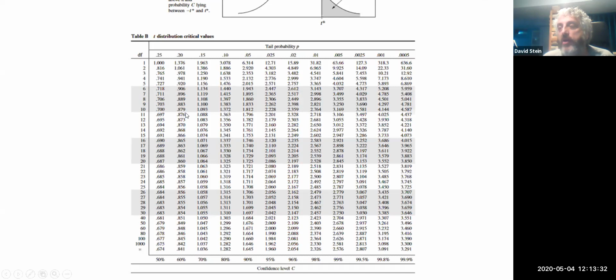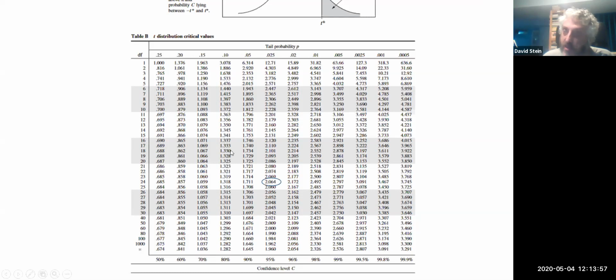And so I want 95% confidence. If there's 95% confidence, that's 2.5% in each tail. So if I go to a tail probability of 0.025 and a degree of freedom of 24, there it is. And you'll notice it's a little bigger than 1.96. In this case, 2.064.